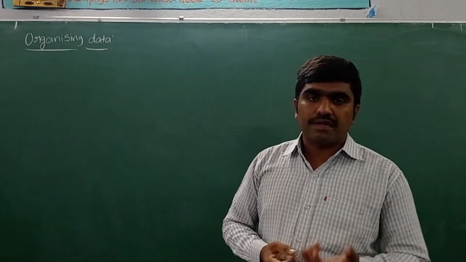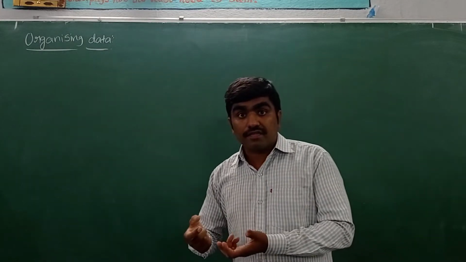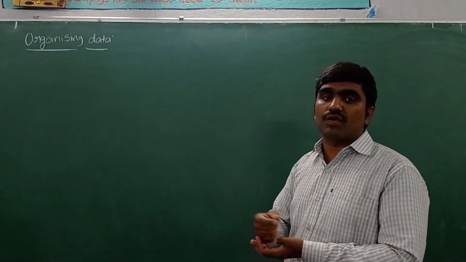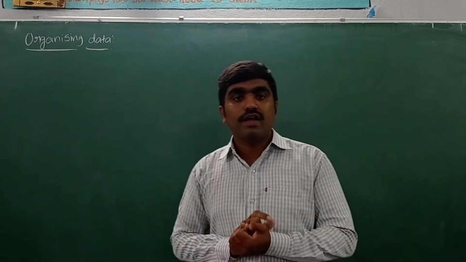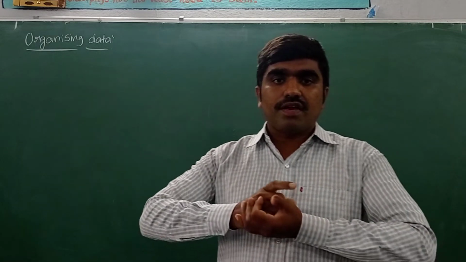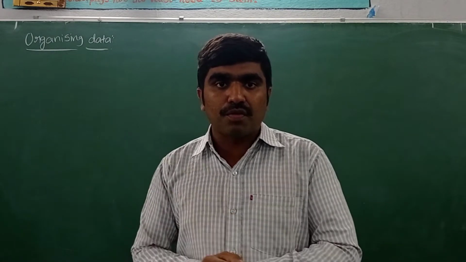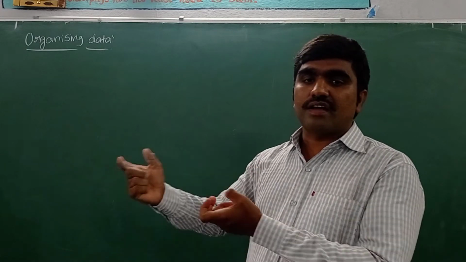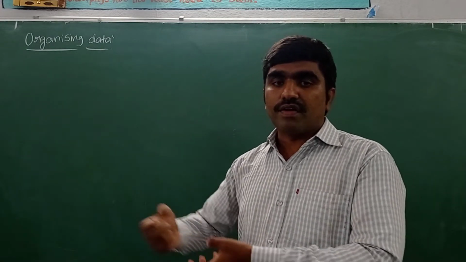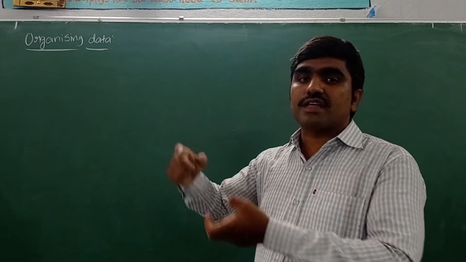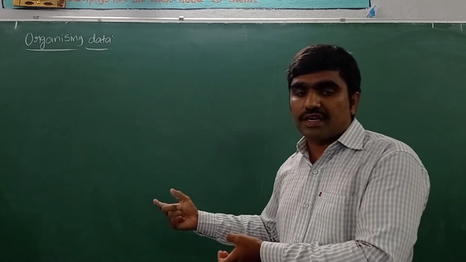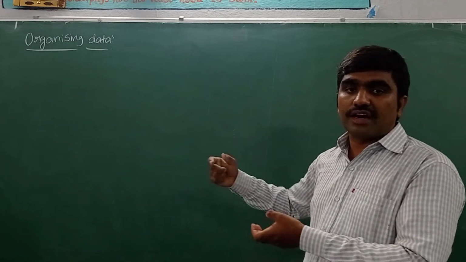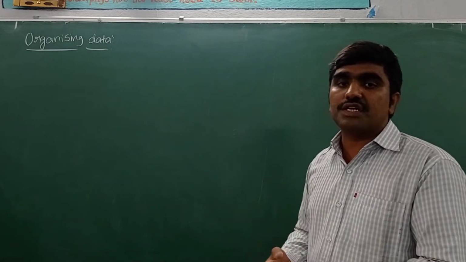I told you already in the previous class, whatever data we collect, if it is in the original form, it is called raw data. When the information is in its original form, it is not easy to understand. But if I arrange it in a systematic order, if I organize that raw data, it is easy to understand.